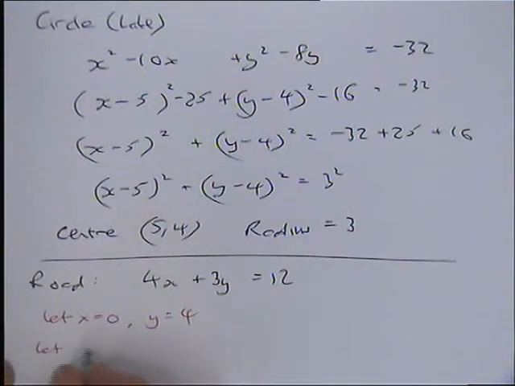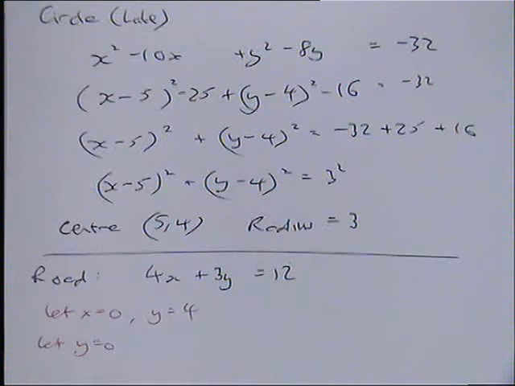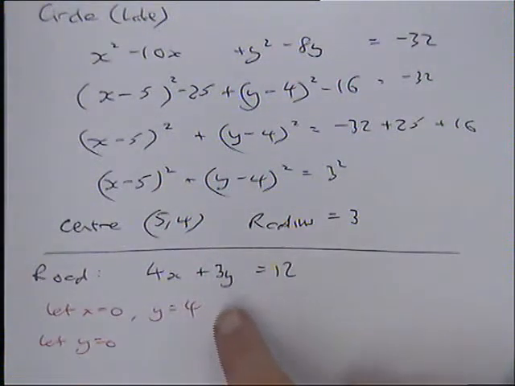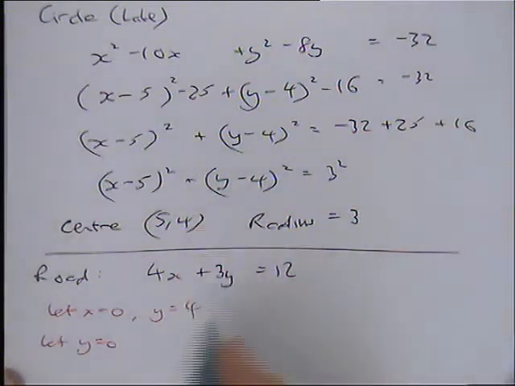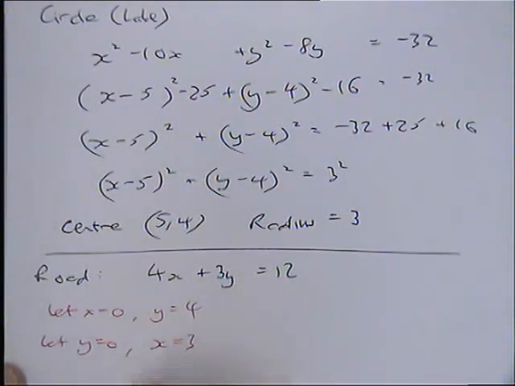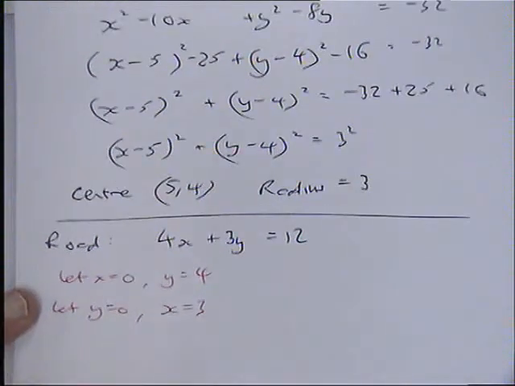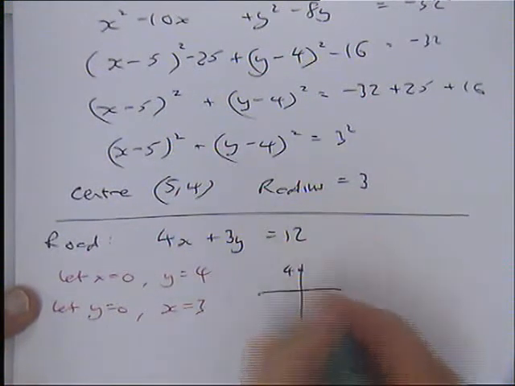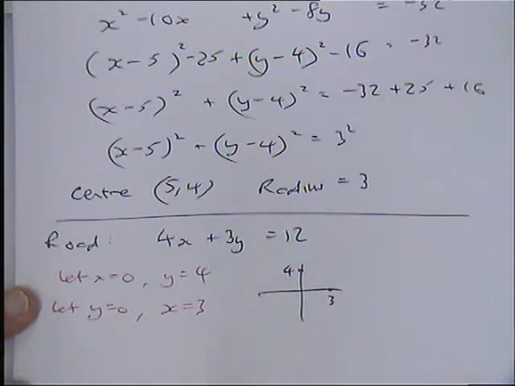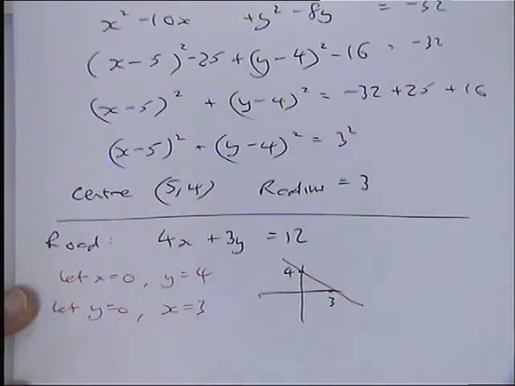Next thing. You let y equal 0, which means you can cover up the y bit. You get 4x equals 12, which means x must equal 3. So what I'm going to do first of all is just a mini sketch. I know this goes through 4 there and 3 there, and that line looks like that.